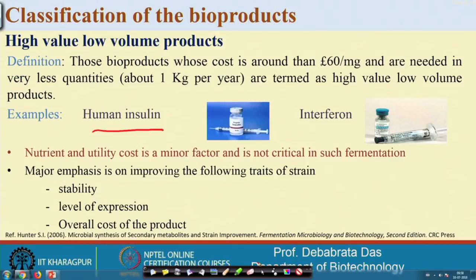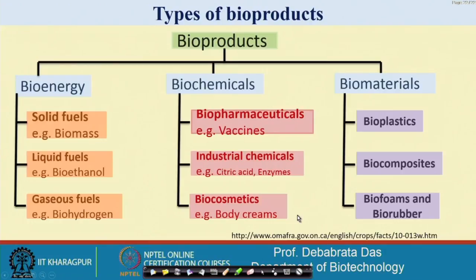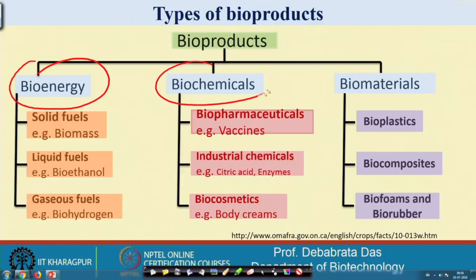And this is considered the major emphasis on improving the following traits of the strain: the stability, level of expression, and overall cost of the products. So these are a couple of important things that we have. Now, if you look at the types of bioproducts, categorically it can be divided into three types. One we call bioenergy, another is biochemicals, and the third is biomaterials.